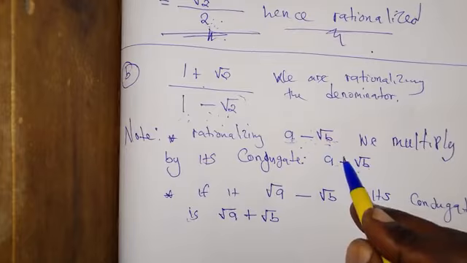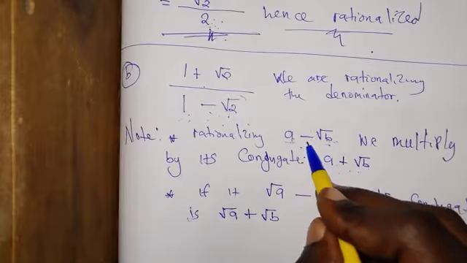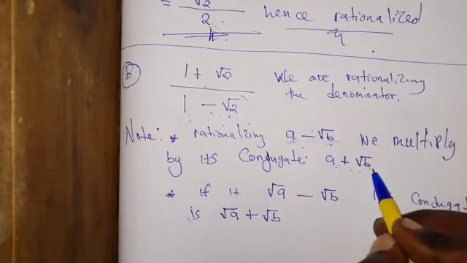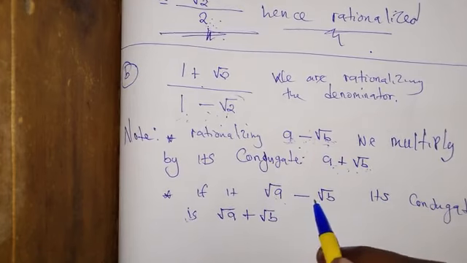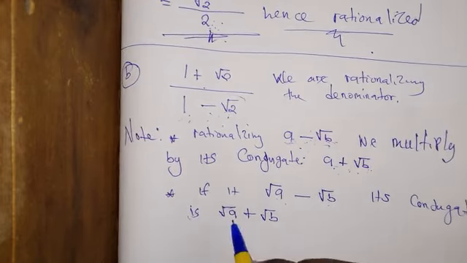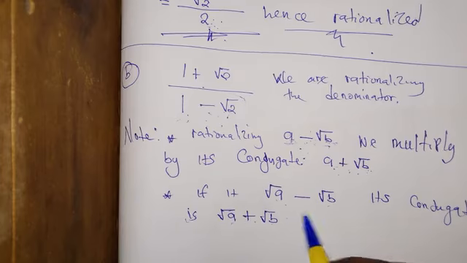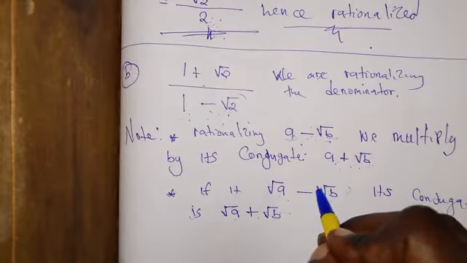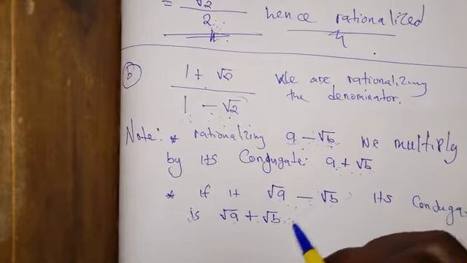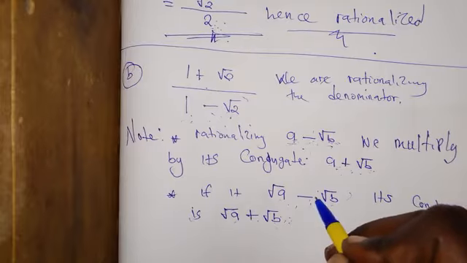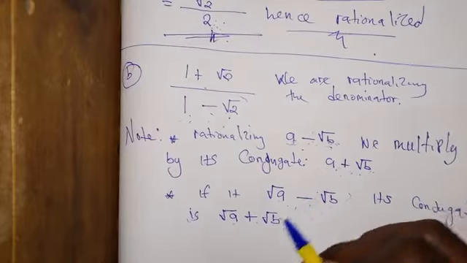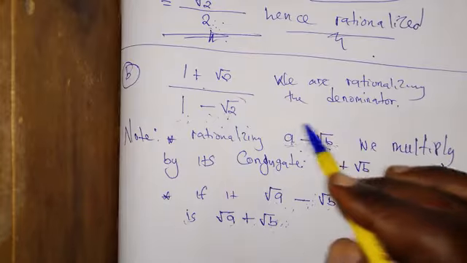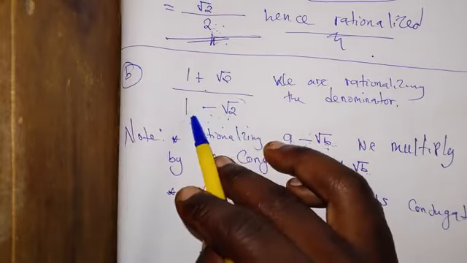What is just different is the symbol or the sign in between. If this is a minus root of b, its conjugate will be a plus root of b. If this is root a minus root b, its conjugate is root a plus root b. So this is the conjugate of that, and the same thing is also the conjugate of the other. So these two are basically conjugates. So this is the concept we're going to embrace when it comes to rationalizing such expressions.